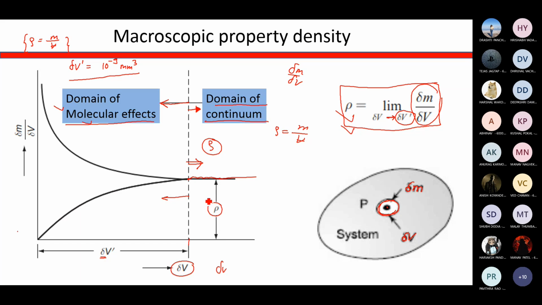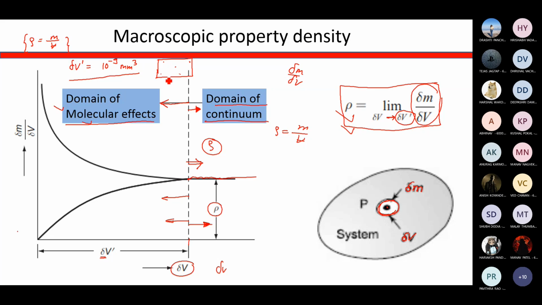See, the concept of continuum is valid beyond this volume, right? So what might be happening if you are in this zone? The mass is not distributed uniformly throughout the passage. So for this case, the scenario might be something like this. You have molecules which are far away from each other, or hardly 4 or 5 molecules are there, something like this kind of situation, right? So this is not uniformly distributed.